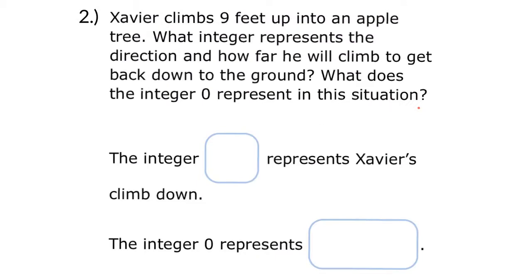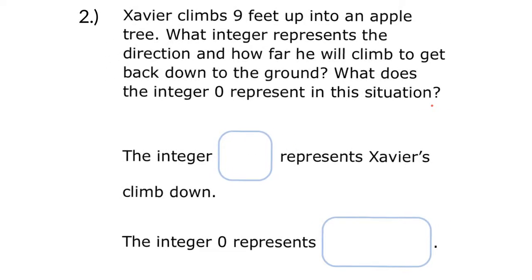All right, number 2. Xavier climbs 9 feet up into an apple tree. What integer represents the direction and how far he will climb to get back down to the ground? What does the integer 0 represent in this situation? So this is asking us a couple things. Let's start by, on our paper, writing climbs 9 feet. That's what he's doing. He is climbing 9 feet.